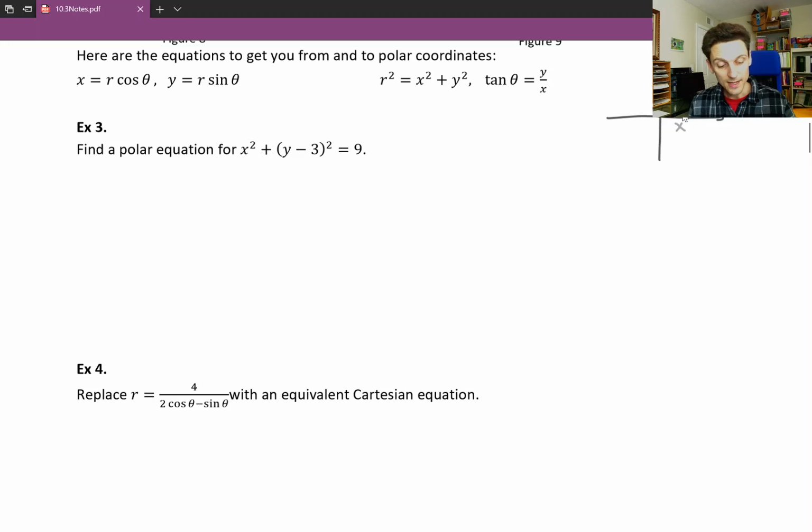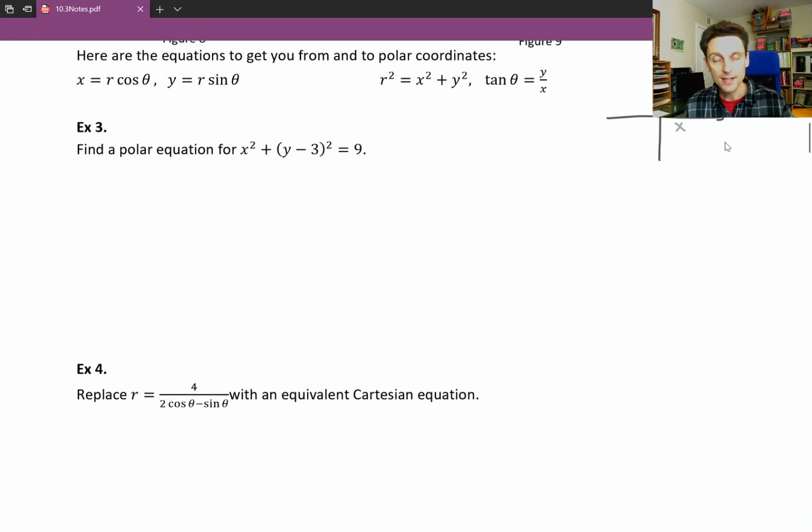If you have cosine theta, that's x over r. So you can multiply the r over and you would get x equals r cosine theta. Same kind of thing for sine theta, that would be y over r, multiply the r over and you get y equals r sine theta. R squared equals x squared plus y squared is just a statement of the Pythagorean theorem for that triangle, and tangent theta is y over x in that triangle.